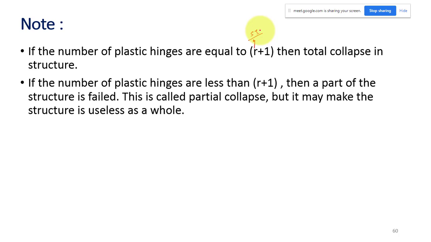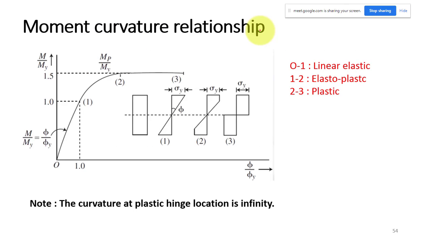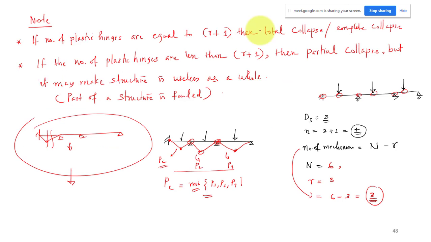In the other case, if the number of plastic hinges is less than R plus 1, where R is your degree of static indeterminacy, then we can say that a part of the structure has failed, but the structure as a whole has not failed. Only part of the structure has failed. For example, what we discussed yesterday in the last slide: suppose you have a continuous beam, and if you want to say the total structure has collapsed, then there should be 4 plastic hinges.